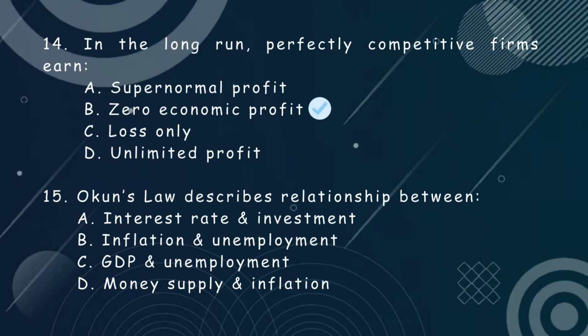Question number 15. Okun's law describes the relationship between: A. Interest rate and investment. B. Inflation and unemployment. C. GDP and unemployment. D. Money supply and inflation. Answer: C. GDP and unemployment.